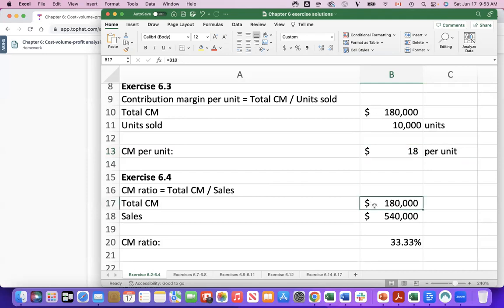So the total contribution margin we calculated in exercise 6.2 was $180,000. Sales were $540,000. I get the contribution margin ratio by dividing the two, which gives me 33.33 repeating percent. What does that mean? That means for every unit that's sold, a third of the selling price is left over to contribute to covering fixed costs and to contribute to the bottom line.